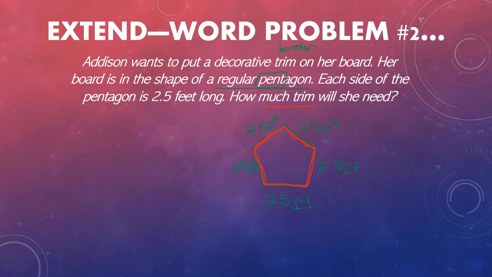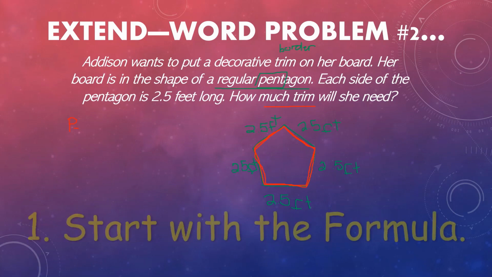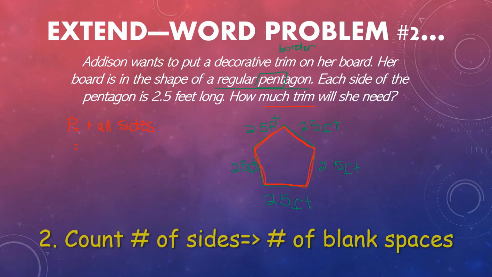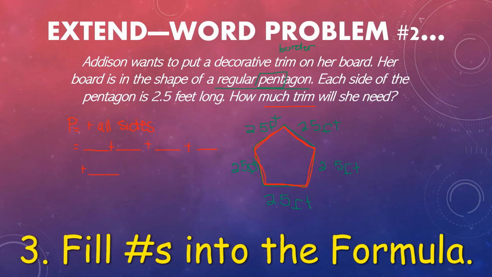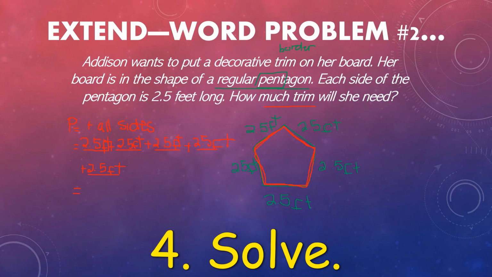Again, as with any other problems, I start with the formula. In each of my blanks. What you may have noticed already is that all these lengths are the same measure, so you have 2 choices to solve this problem. You can either line all of these decimals up and add 2 5/10 5 times, or you can also multiply 2 5/10 times 5.